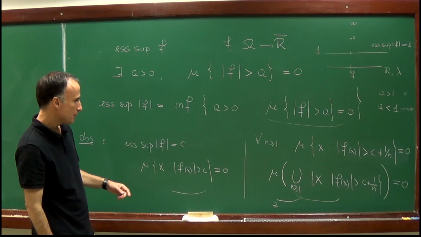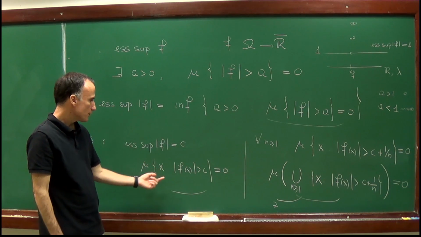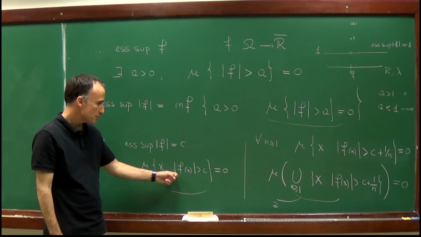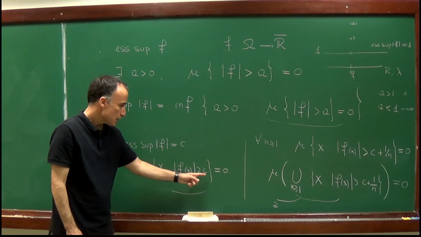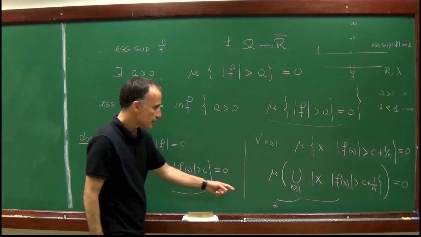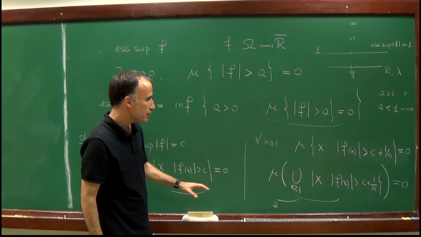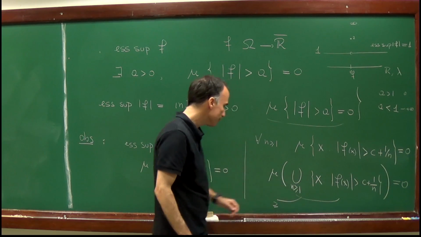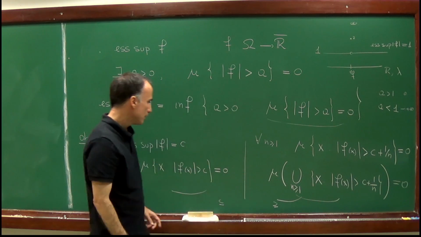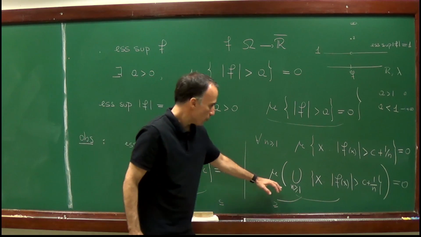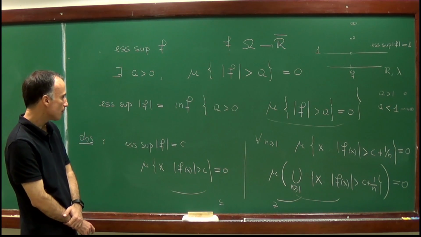On the other hand, I claim that this set is contained in that one. Take a point in this set. This means that the absolute value of f of x is larger than C. But if it's strictly larger than C, it has to be strictly larger than C plus 1 over n for some n. So this point will be contained in one of these sets and therefore in the union. This proves that the two sets are equal. So we proved that the measure of this set is equal to 0.